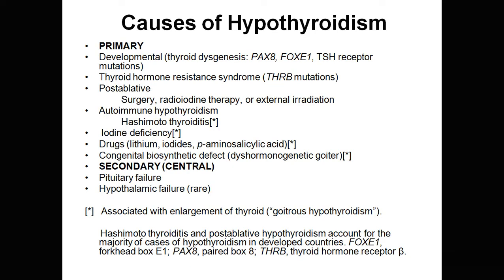So the causes of hypothyroidism, the primary one, is developmental: thyroid dysgenesis. There is some developmental defect in the formation of the thyroid gland due to some mutation in the receptor, etc. Then there is thyroid hormone resistance syndrome, which means that in response to TSH, there is some resistance, so the thyroid gland is not able to produce the thyroid hormone.